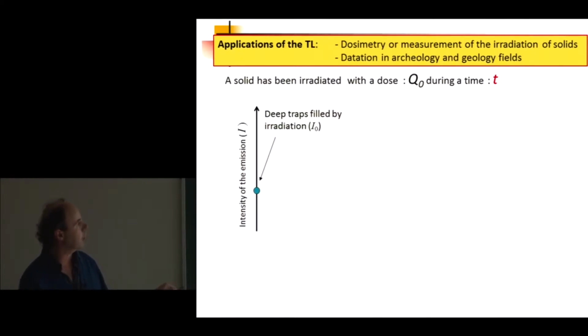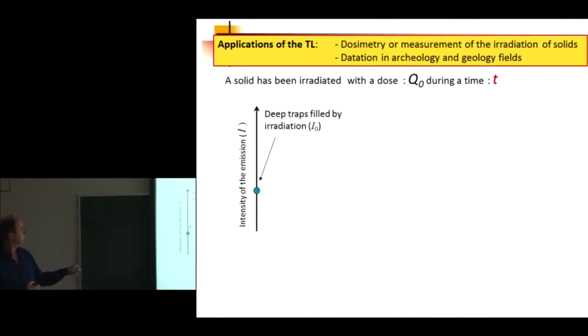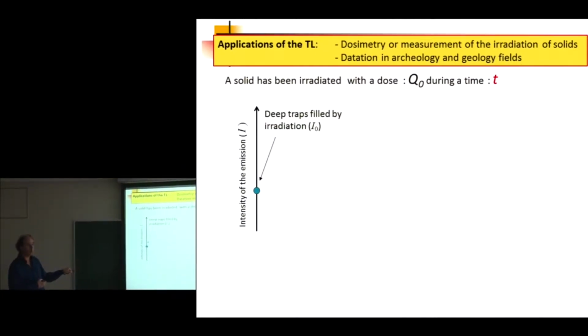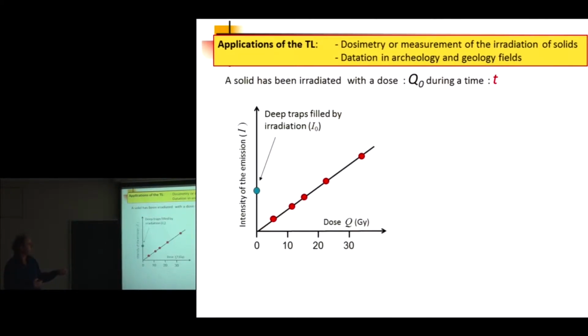And the key point for the datation is that you have a solid that has been irradiated with a dose Q0 during a time t. You don't know the time t, it will be the age of the material. So you have the number of traps, and you should use a calibration. Very important is the calibration. Then you know approximately the concentration of traps corresponding to a received dose.